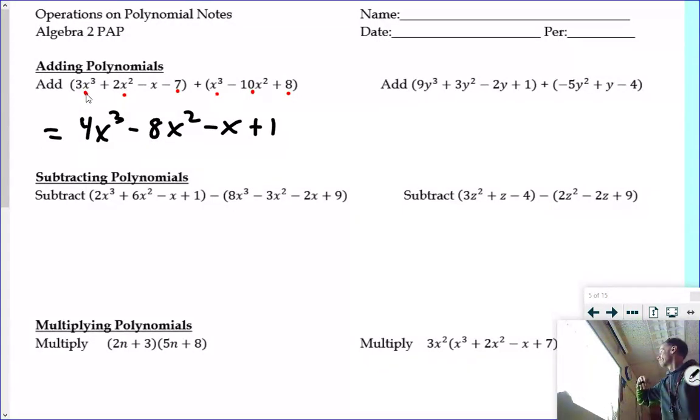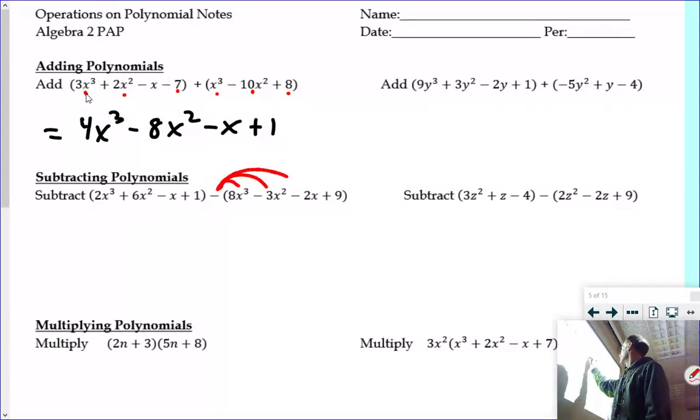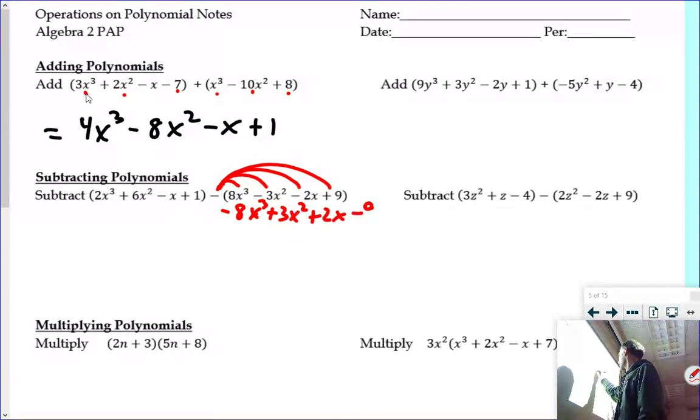Okay? And then for subtracting, I'm going to go down to subtracting, and I'll let you pause the video so you can do the other two on the right-hand side on your own real quick, just for a quick practice. But when you're subtracting, the thing to remember is that the minus sign distributes to everything in the parentheses. So really this becomes minus 8x to the third plus 3x squared plus 2x minus 9, and then you combine terms from there.